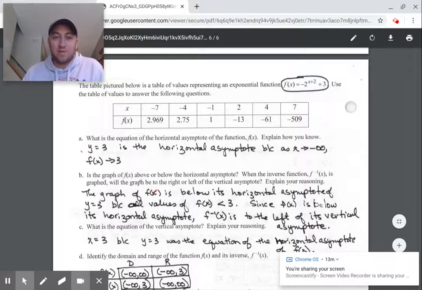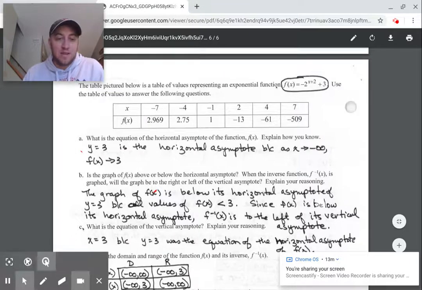B, is the graph above or below the horizontal asymptote? So when I go to look at my function values, all the y values are below 3. So I know that my function is going to be below the asymptote. And then talking about the inverse, I know that the inverse is going to be to the left of the vertical asymptote because our original function was below.